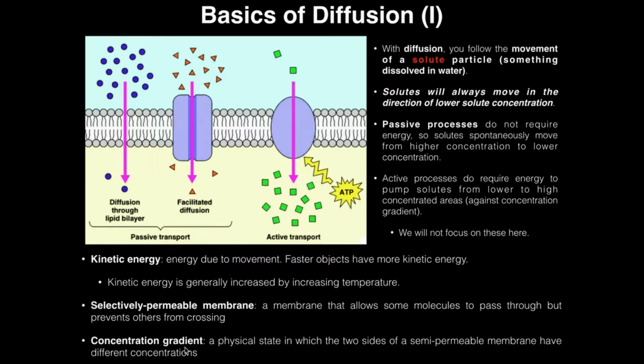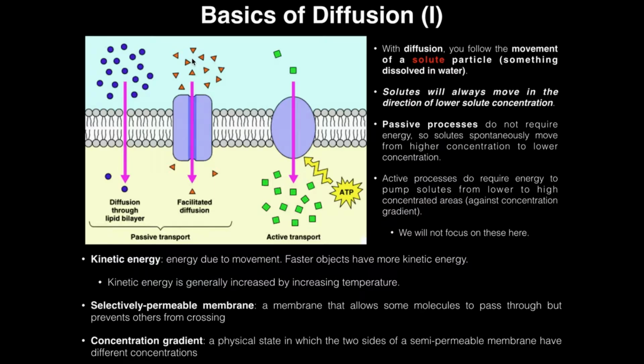But a concentration gradient is a physical state in which, if you look at either side of the membrane for a given type of molecule, there's a different concentration on either side. For example, let's look at these blue circles here. Notice on this side at the top there's a lot of blue circles, whereas on the bottom there's only a couple. Therefore we would say there's a concentration gradient. There's a lot more of these blue circles concentrated on the outside than on the inside. And notice the same thing goes for these orange triangles. There's a concentration gradient, all right?